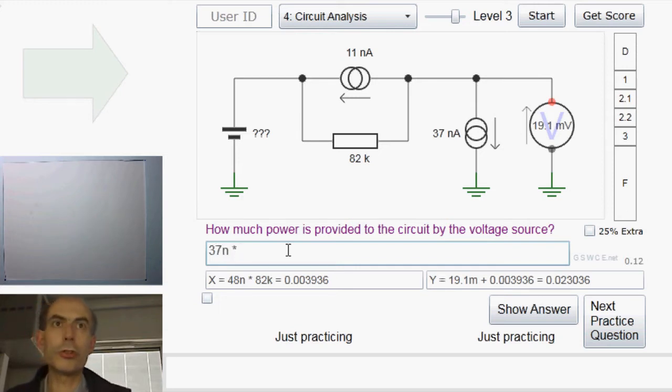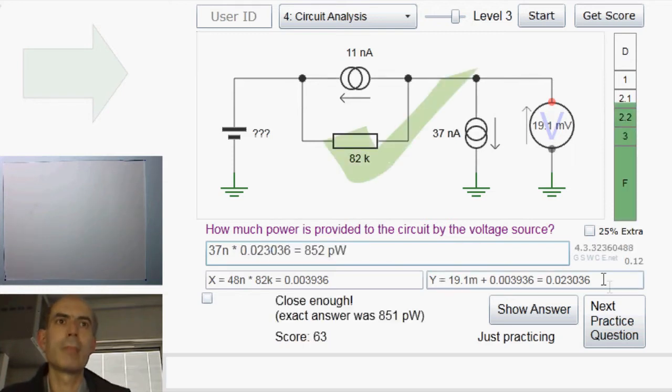And the voltage across that voltage source is known. It's this one down here in the Y box. And the product of those two is the power. Great. Next.